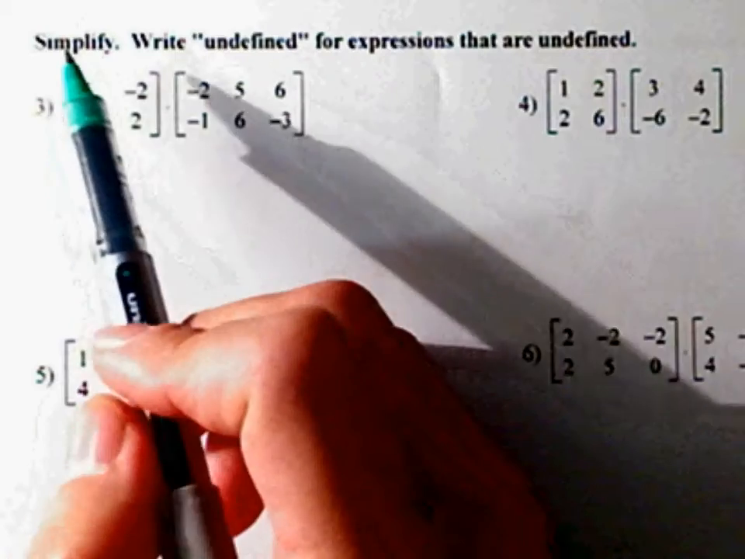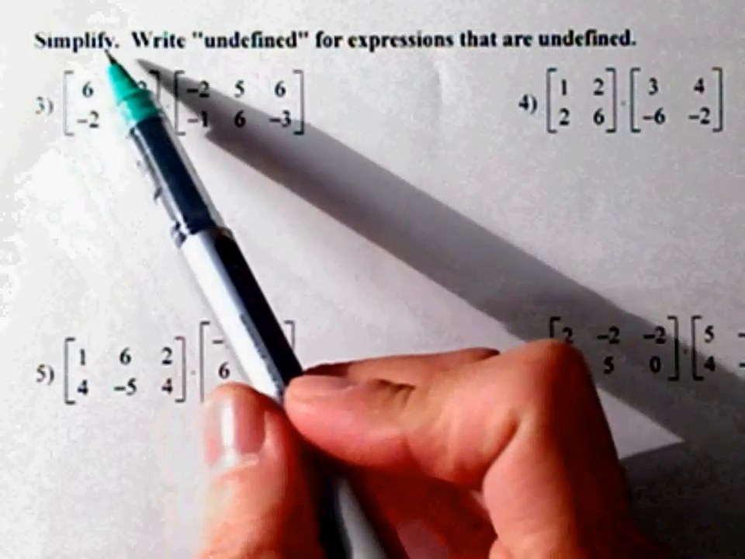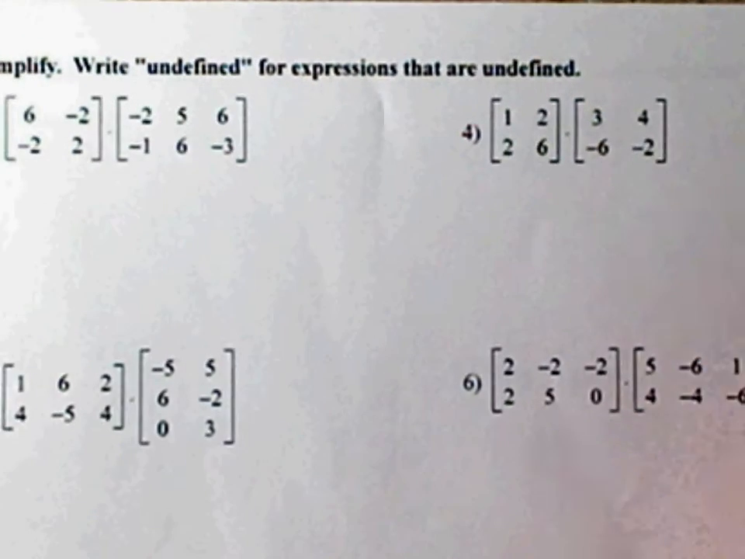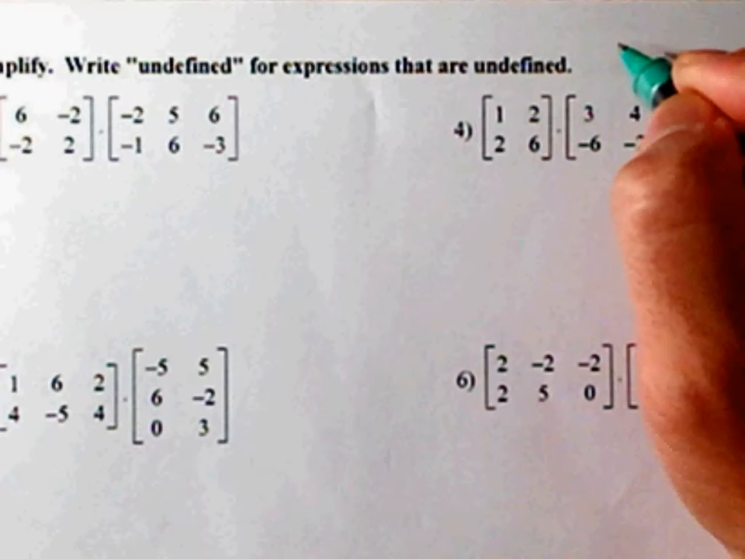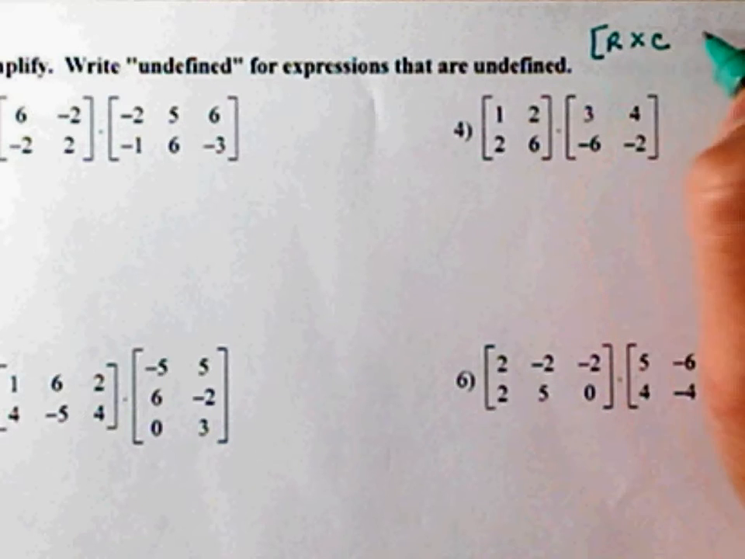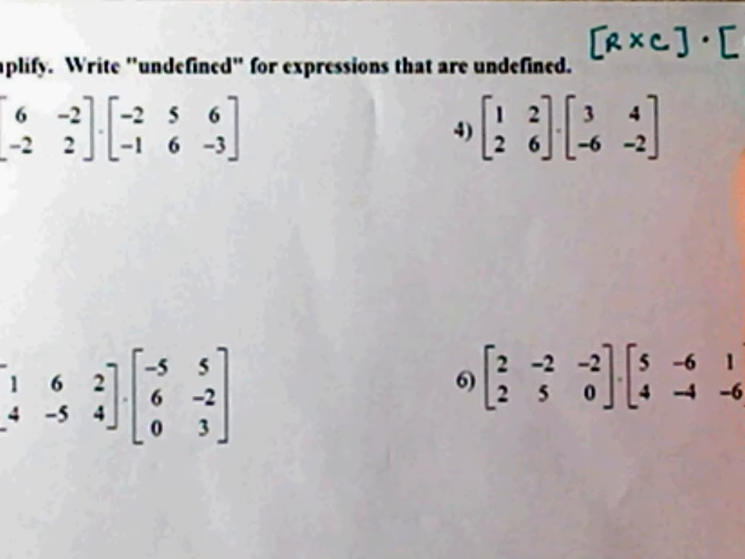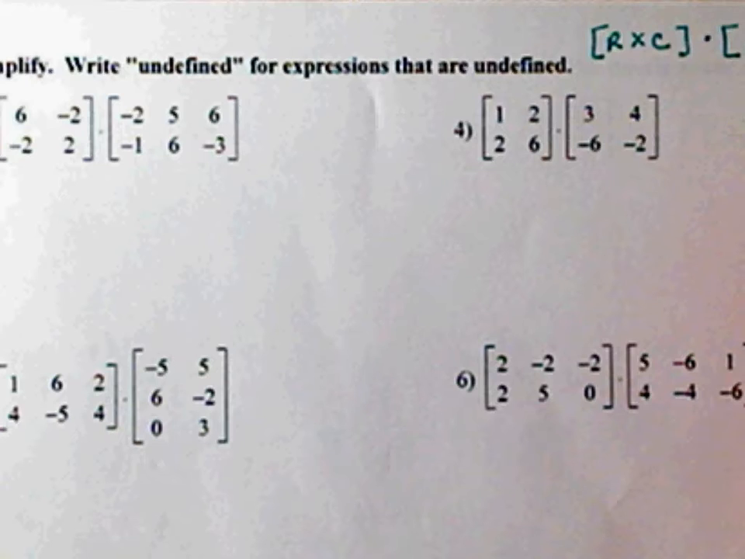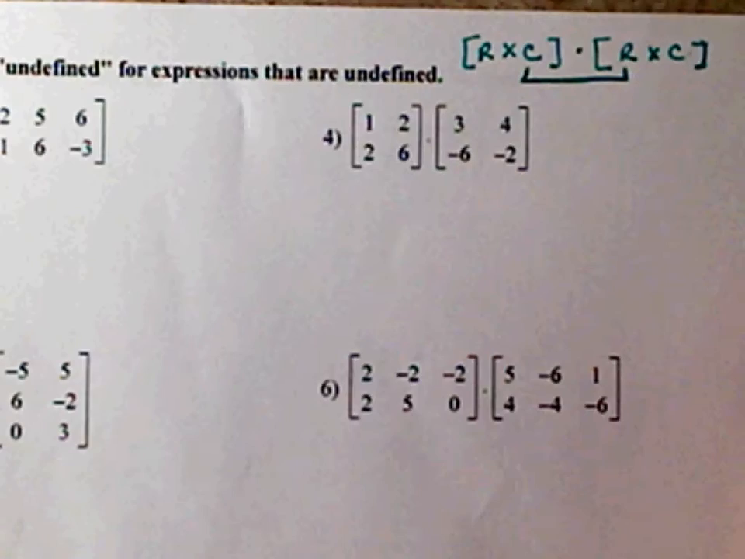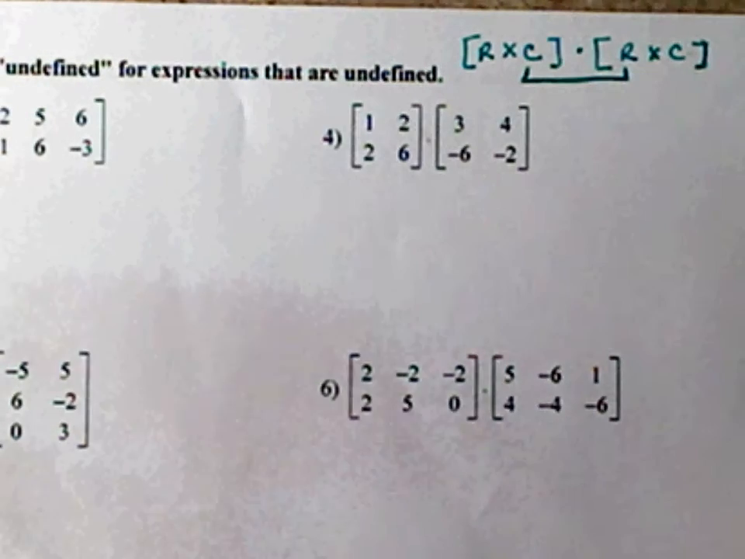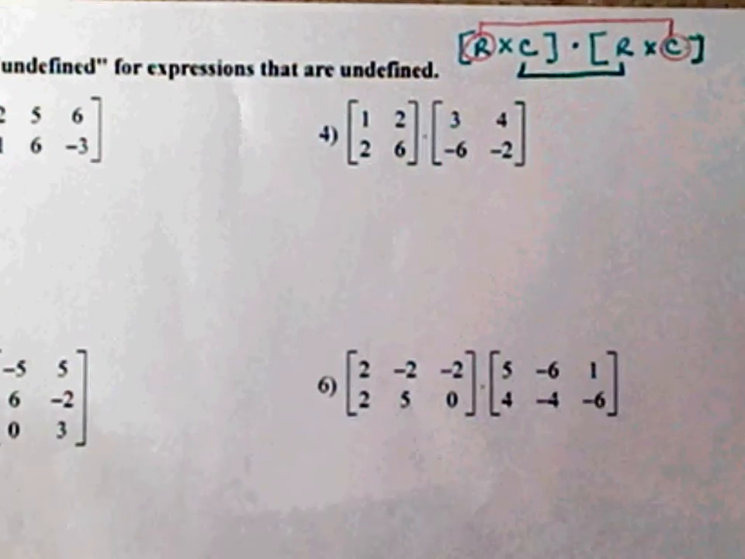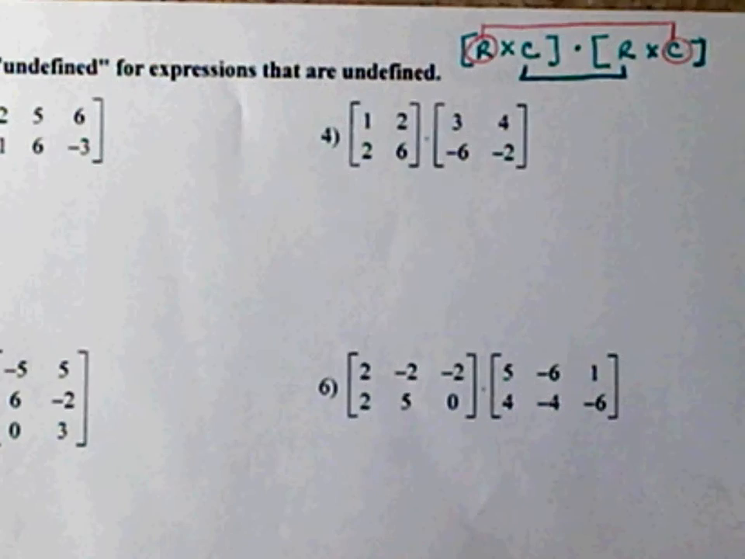On number 3 through 8, it says simplify. Write undefined for expressions that are undefined. Okay? Before I start, a little reminder regarding multiplication. If you have a dimension, your first one is a row by a column, and you multiply a row by a column. This is your dimension. Just make sure that these two have to be the same for you to multiply. And when those two are the same, then your new dimension will be whatever the outside terms are. Okay? Keep that in mind as you are doing it.